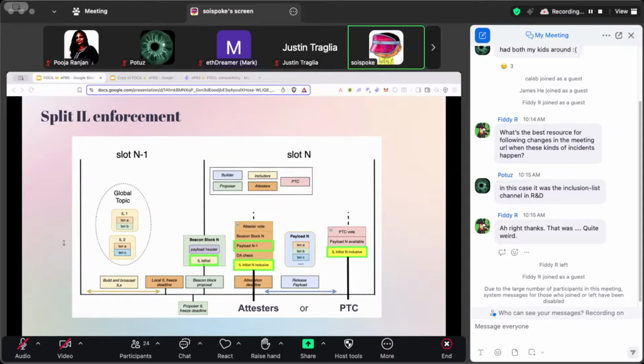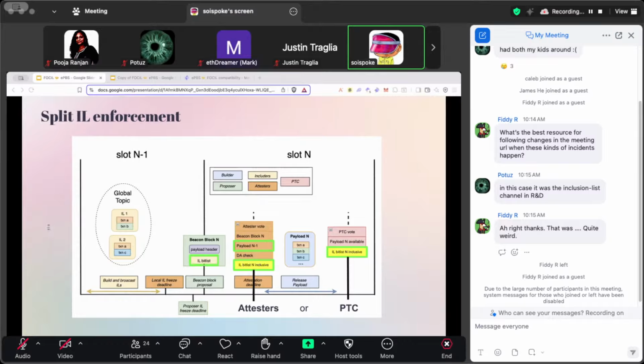And so that vote basically provides an early, useful, but of course a bit incomplete signal, because you don't do the actual full check about all transactions. But it does provide a very useful signal to the proposer regarding whether the builder's payload considered all the ILs it should have considered.